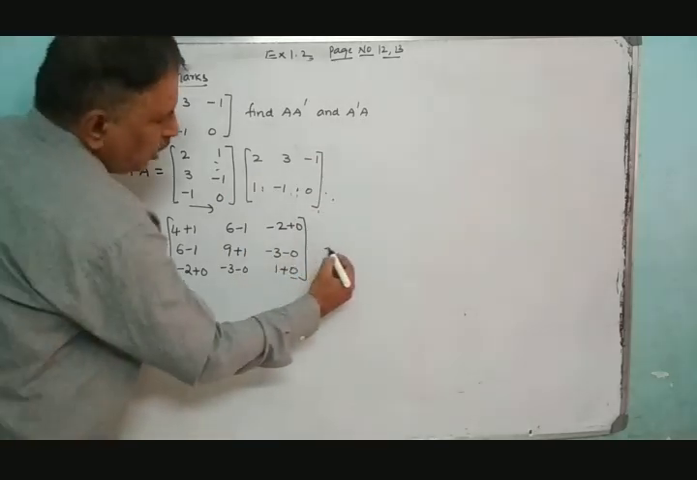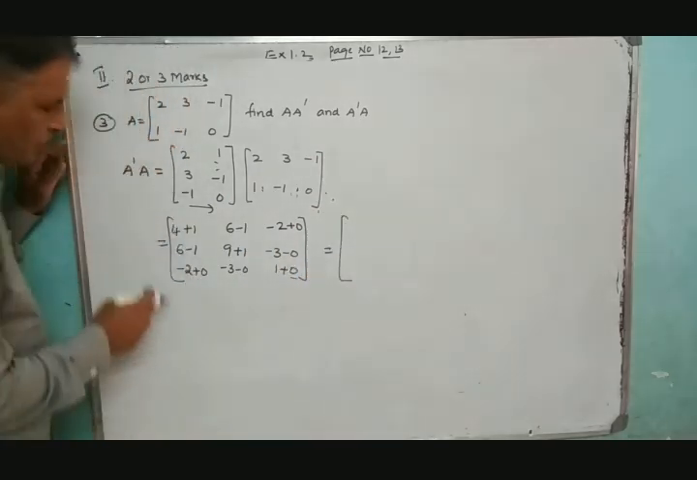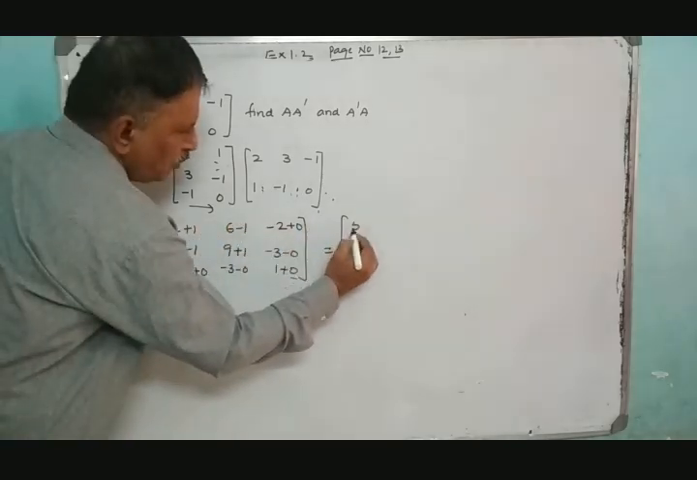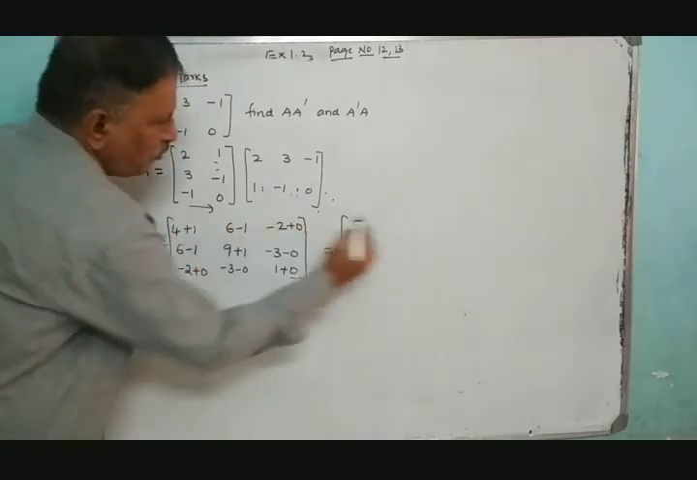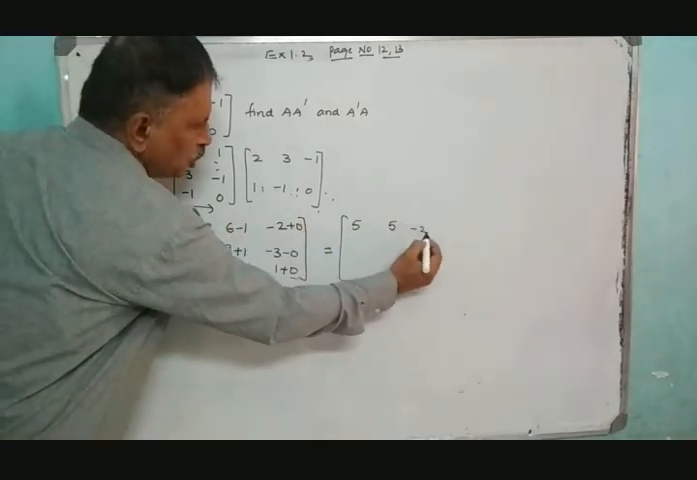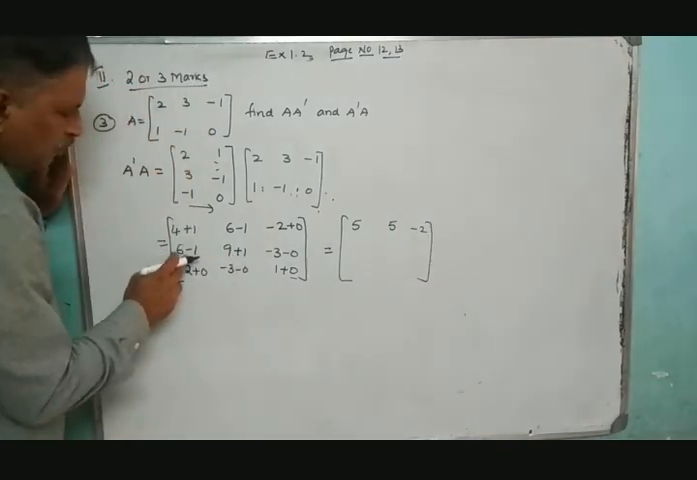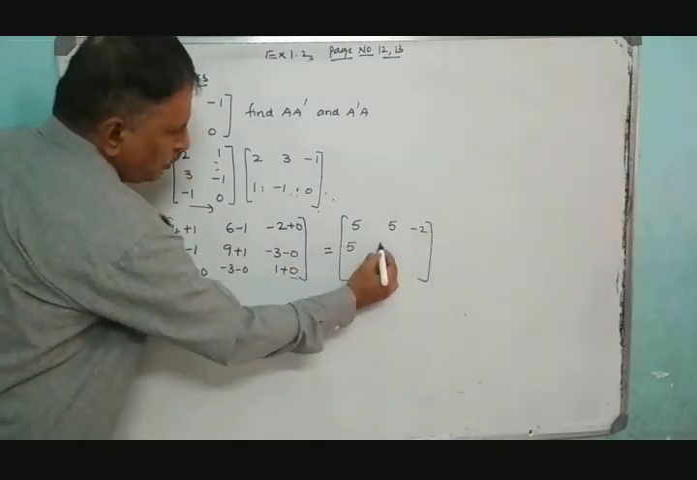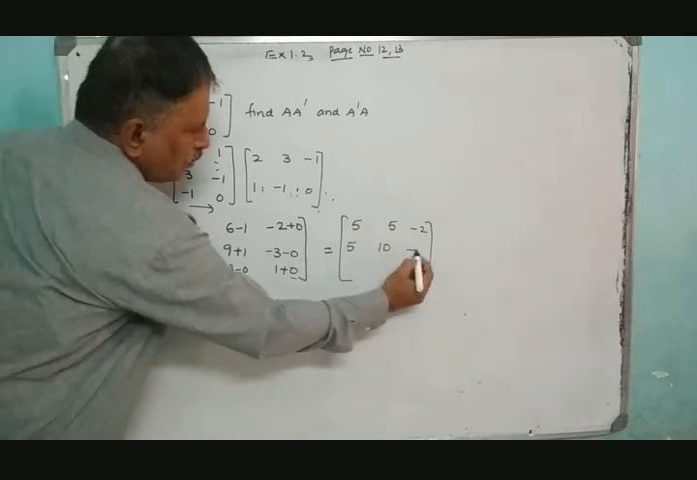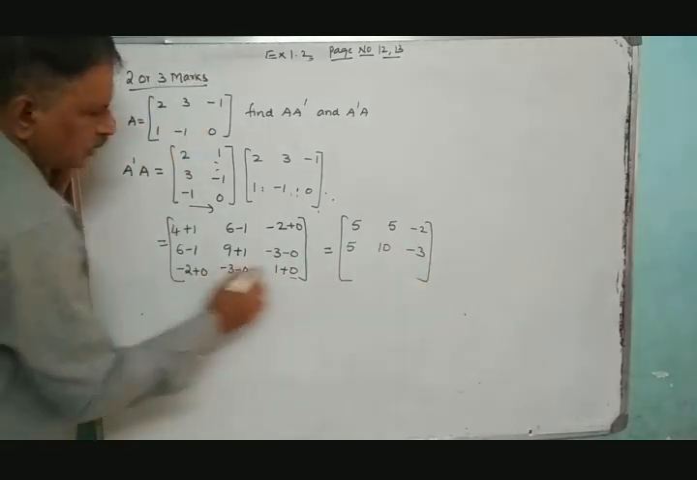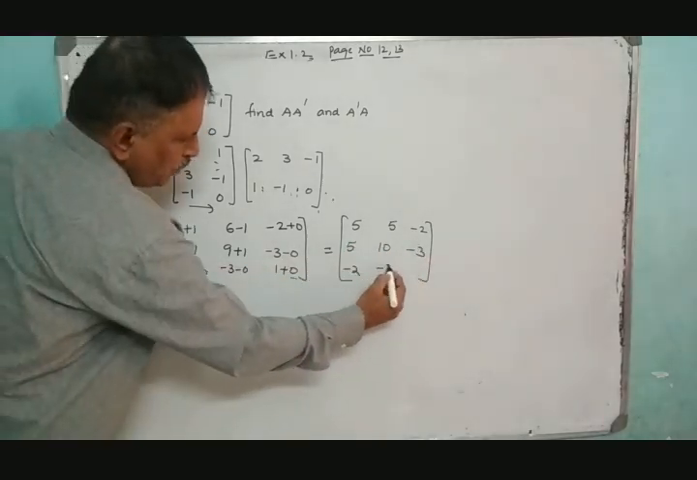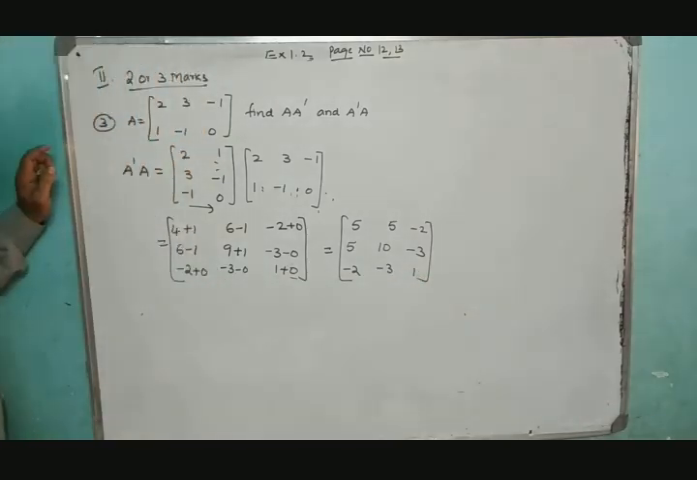So, therefore, I will get the answer as 4 plus 1, 5. 6 minus 1, 5, minus 2, 6 minus 1, 5, 10, minus 3, this is minus 2, minus 3, 1. So, this is the answer of A transpose A. Yes, please understand.